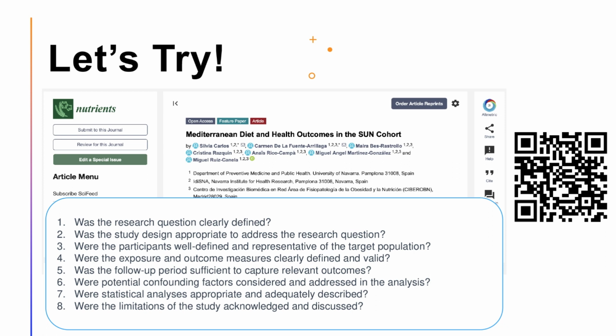Last question, were the limitations of the study acknowledged and discussed? So, if you have read the full text, you will know the study authors have acknowledged and discussed them. So it helps to provide a balanced interpretation of the findings and allows readers to evaluate the potential impact of limitations on study results. Okay, so I hope those were helpful by going through the questions together so that you have a basic idea of how to appraise an article or study, both in randomized controlled trials and cohort studies.